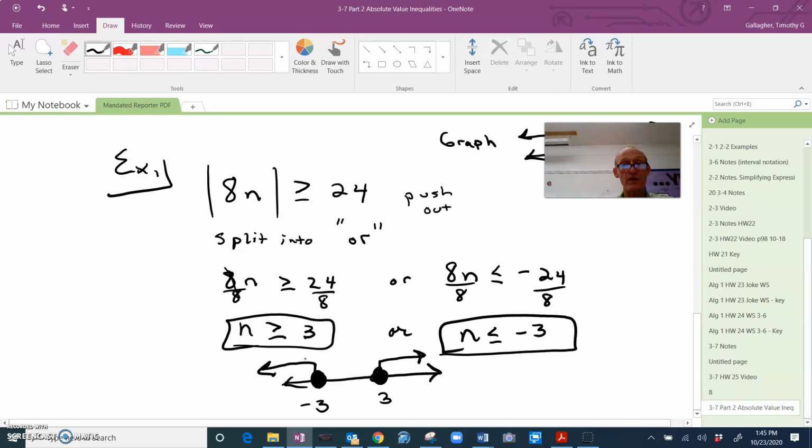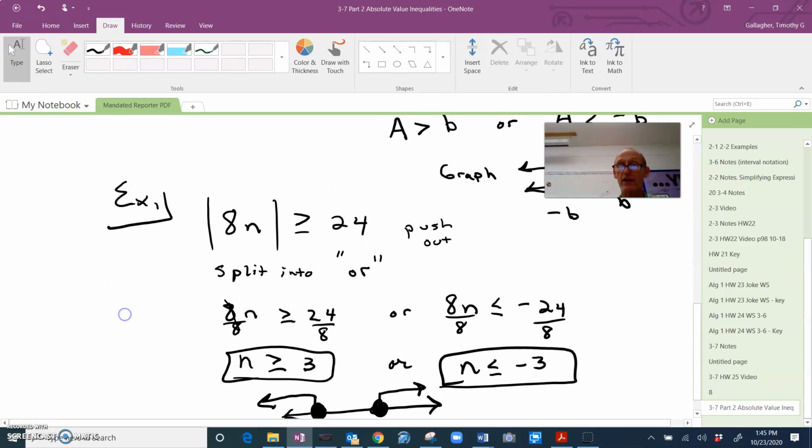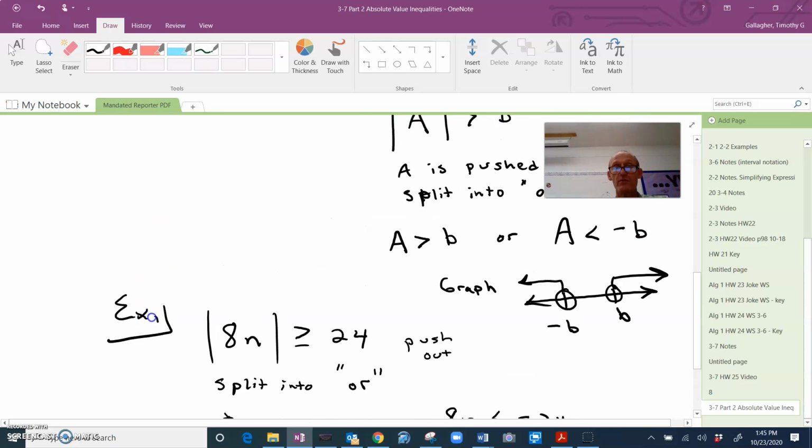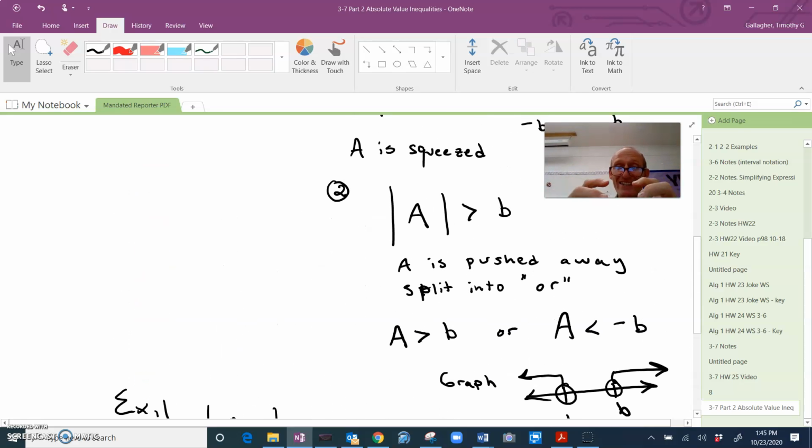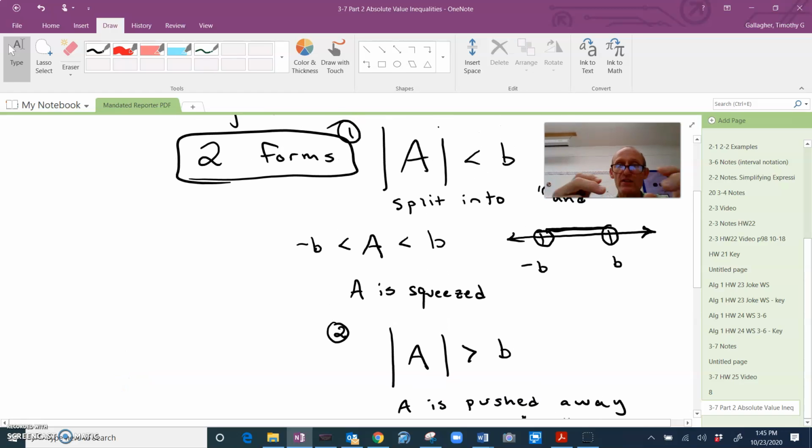So that's really what you need to do. You got to remember that if it's greater than or equal to, then it's pushed out, like bigger. If it's less than or equal to, then it's pushed in or squeezed into. Okay, like this. Absolute value less than is squeezed in.